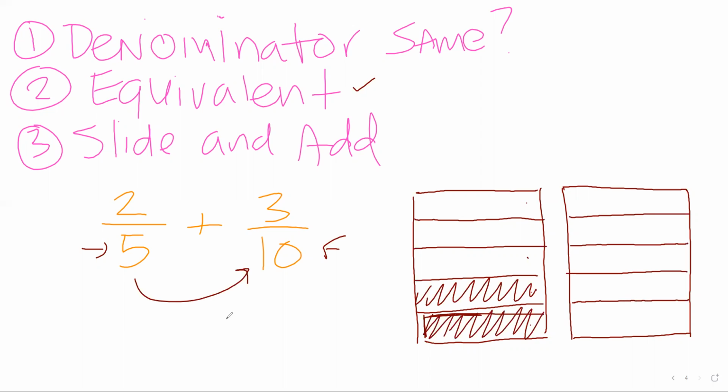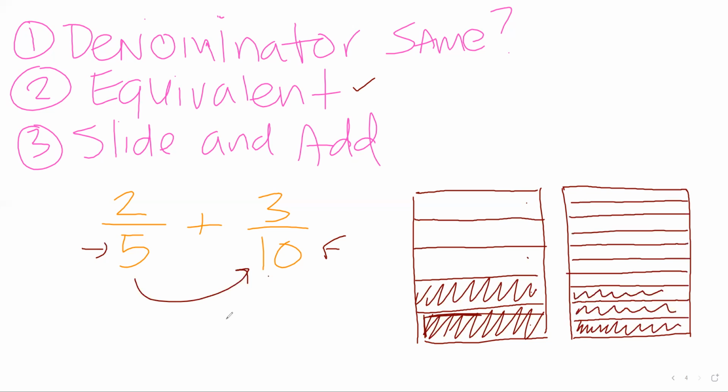And I can take this and turn it into tens. So I'm going to cut each one in half. And that would give me 10 because that's, again, half and doubling, right? It's just an understanding of that. And then I'm going to shade in 3 of them. So 1, 2, 3. Okay.